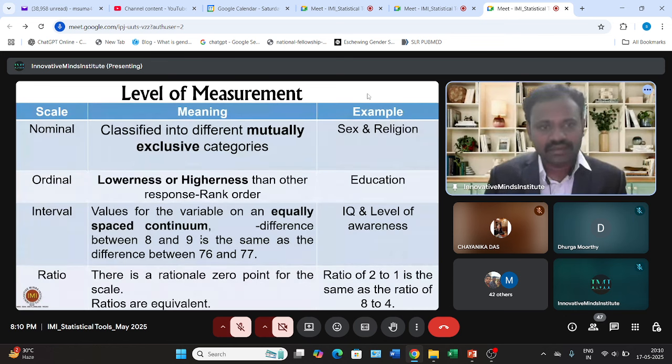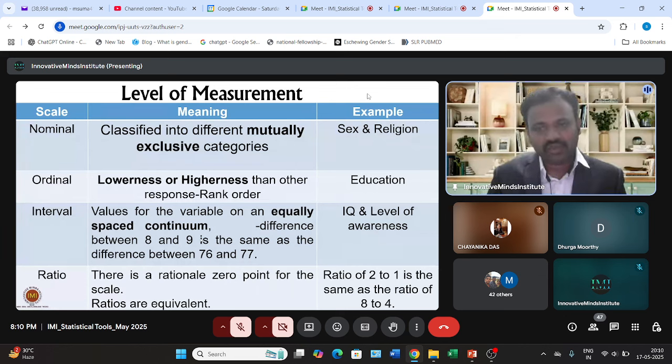Ordinal level of measurement. In this measurement, if you want to say that a variable is ordinal in nature, then there should be a rank order. What is that rank order? Lowerness or higherness of the response. Education, for example.